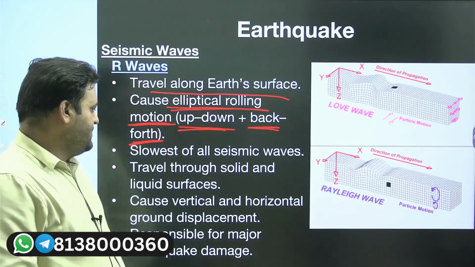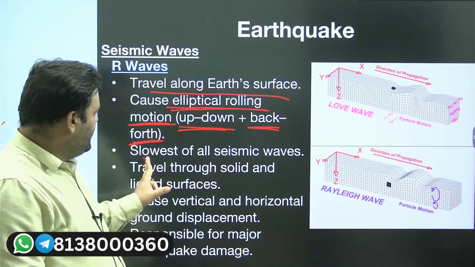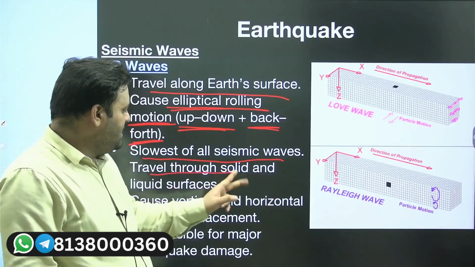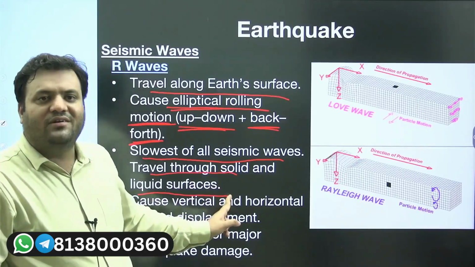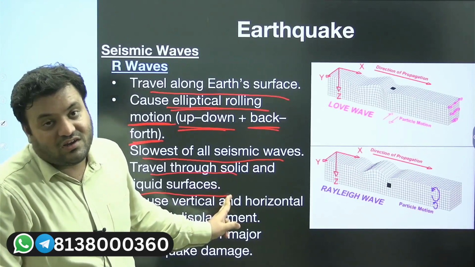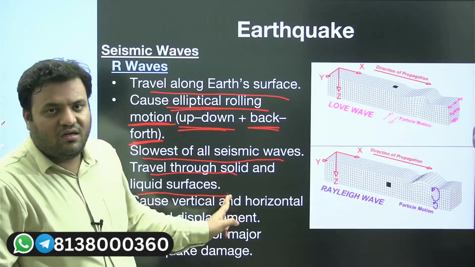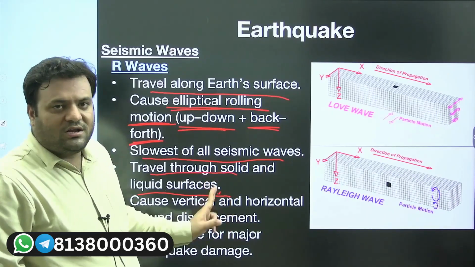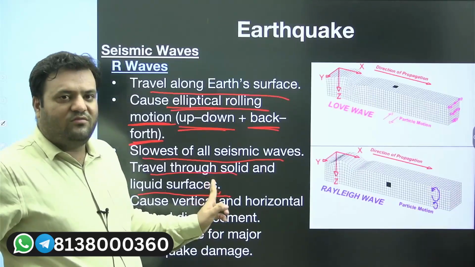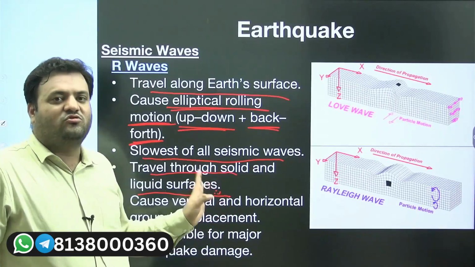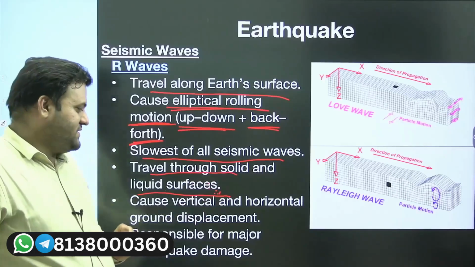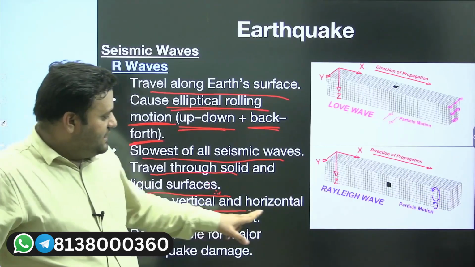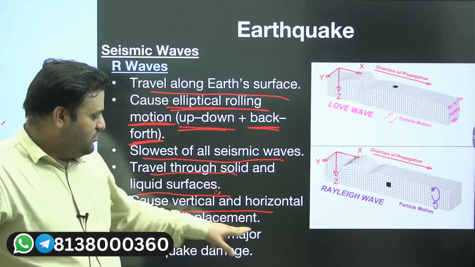So it is the slowest. Rayleigh wave is the slowest of all seismic waves, and it will travel through solids. It will travel through liquid surfaces. It can travel through water as well. Okay, remember this Rayleigh wave can travel through water as well. But the L wave can only pass through solids. And this R wave causes vertical and horizontal displacement. Both are there.